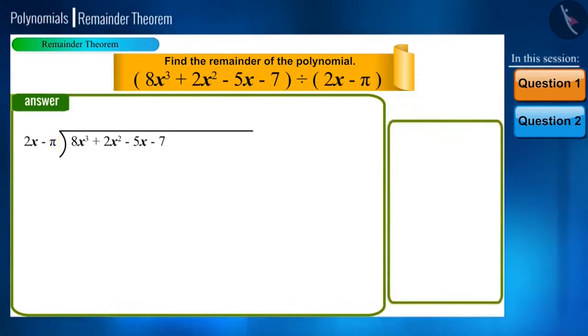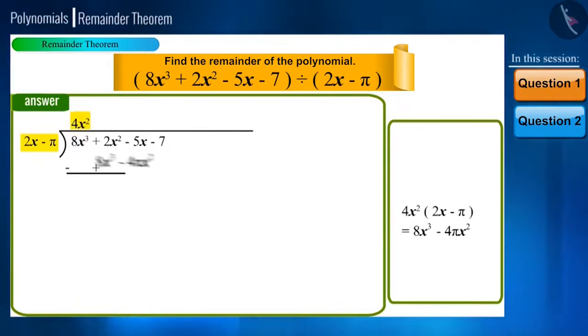We just have to follow the steps discussed in the previous video. Now let's start the division. To begin with, we will focus on the first terms of both polynomials. When we divide 8x cubed by 2x, we will get 4x squared. We will write this in the quotient place. Now multiply the quotient with all the terms of the divisor and subtract the product from our polynomial.